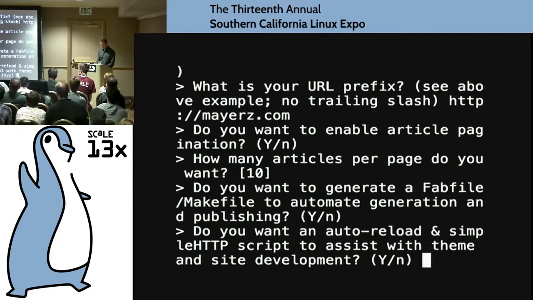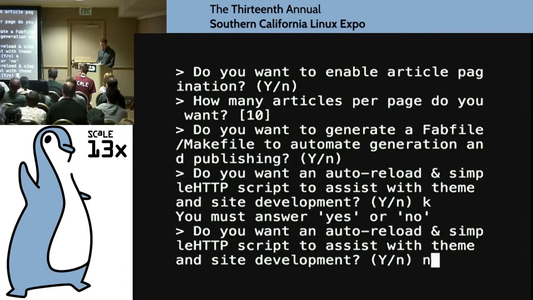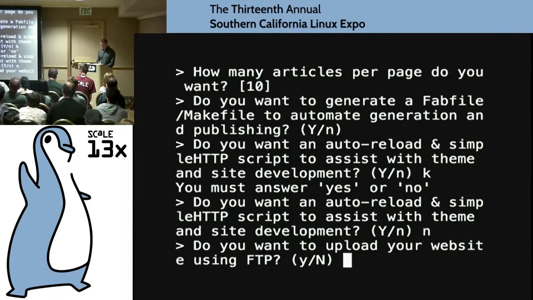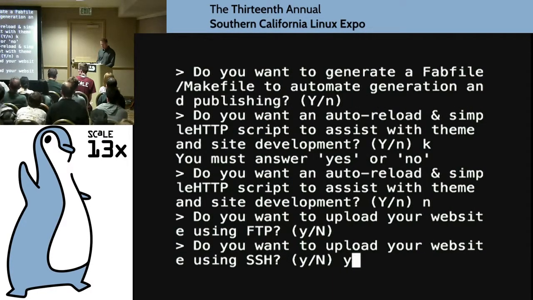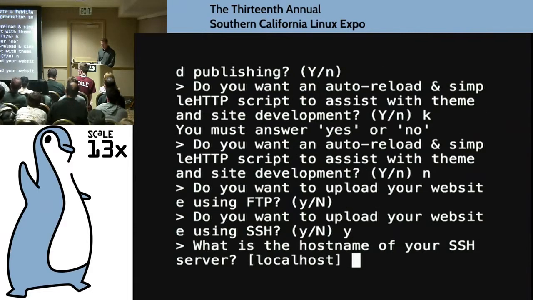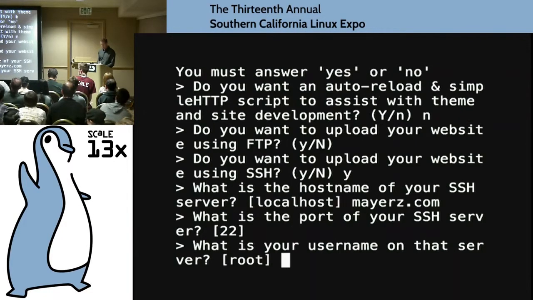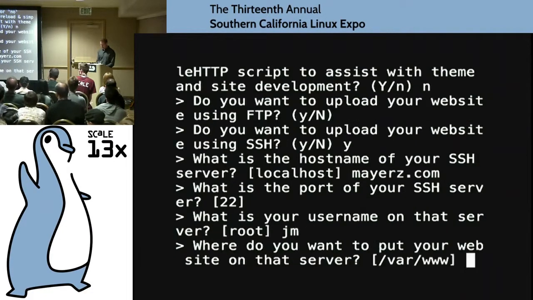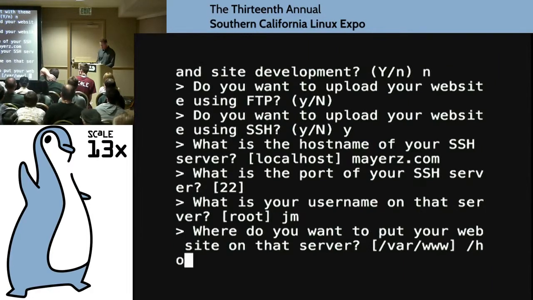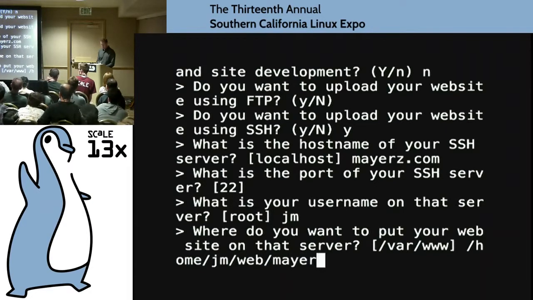Fabfile, do it. Don't need that. Don't need FTP, and I'm going to use rsync, so we're going to need SSH. It's going to ask me where my host is. I'm going to tell it the domain of the VPS where I'm going to be hosting this. It's on port 22. My username is JM, and we're going to put that in home JM web mayors.